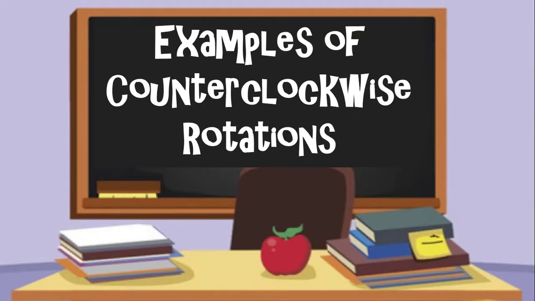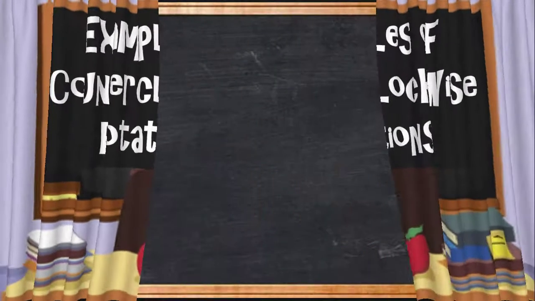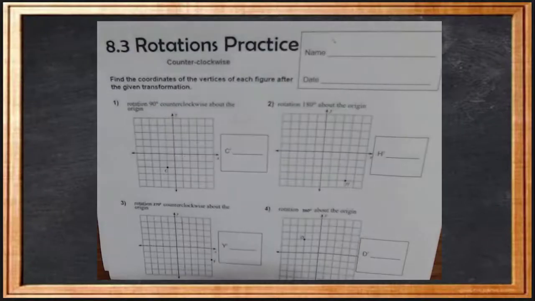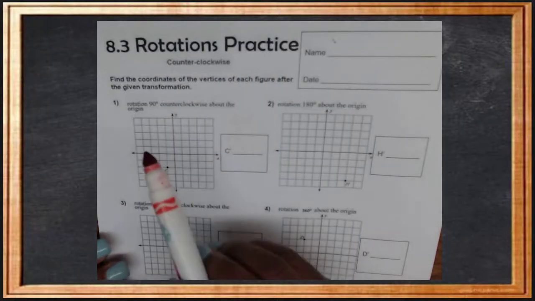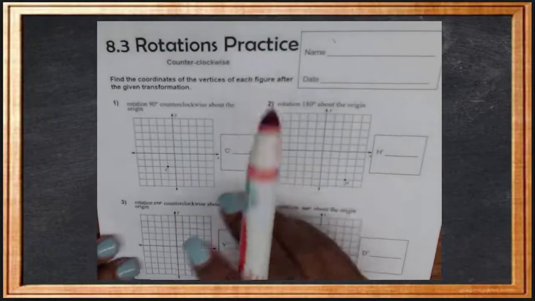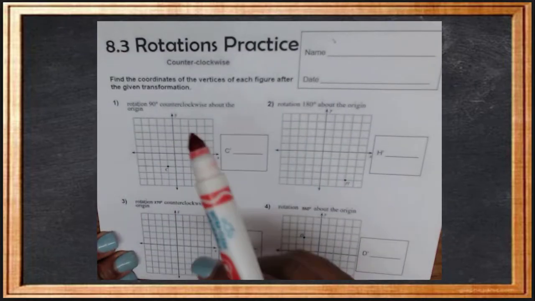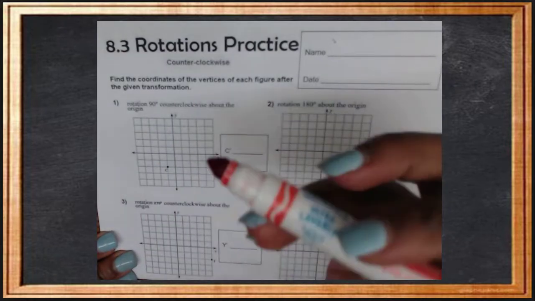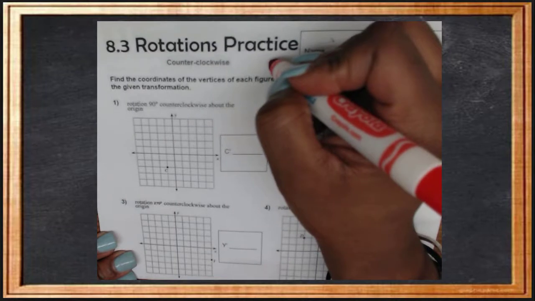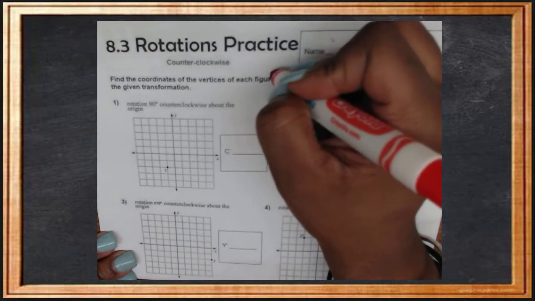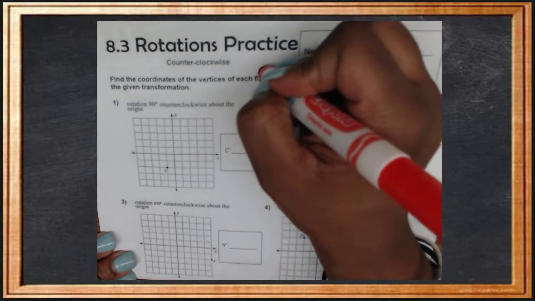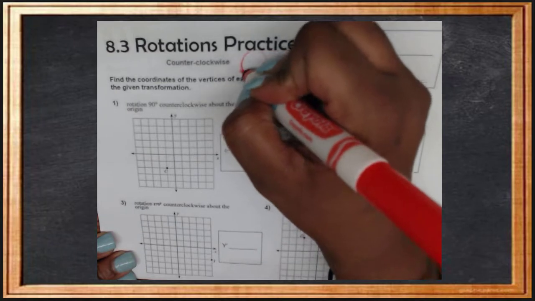Now, let's work a few examples of counterclockwise rotations. All right, so let's take a look. We have 8.3 rotations practice, and we are doing counterclockwise rotations. That means that, like a normal clock, which rotates to the right, counterclockwise rotations actually rotate toward the left.